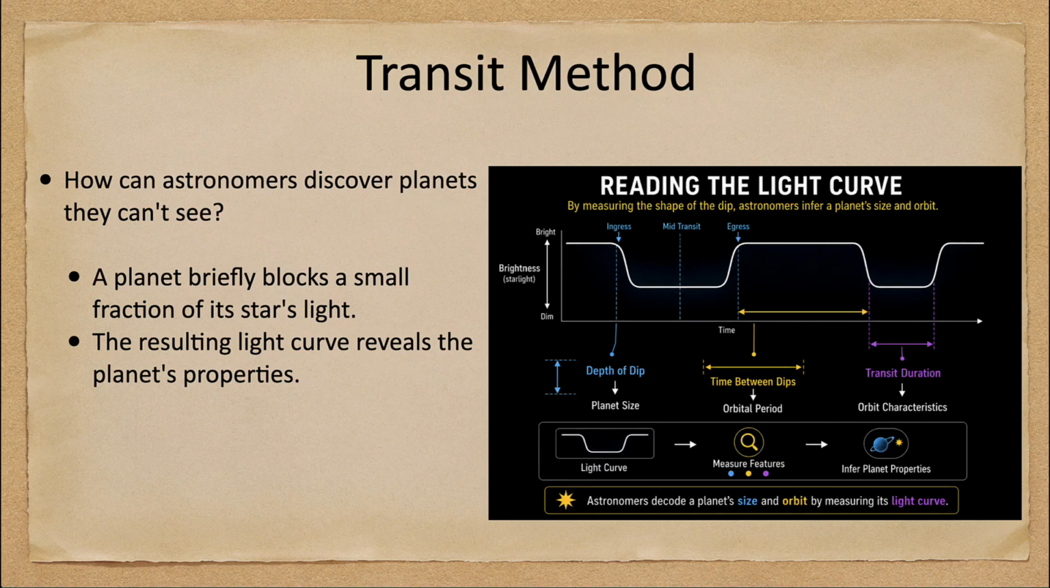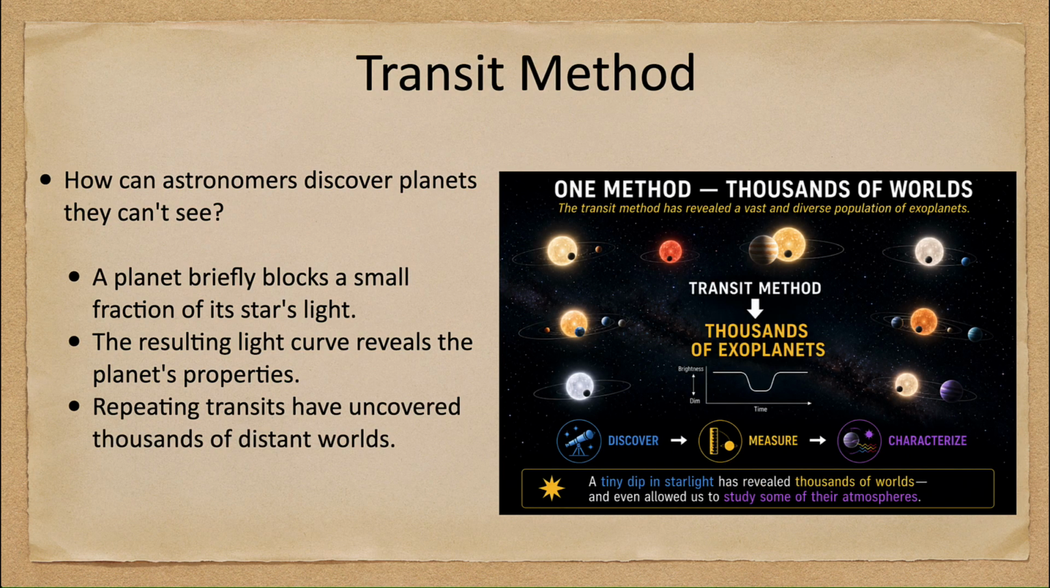By carefully measuring these features, astronomers can determine the properties of planets that are far too distant to be observed directly. The transit method has become one of the most successful techniques for discovering planets beyond our solar system. Using this single method, astronomers have identified thousands of exoplanets with an astonishing variety of sizes and orbits.